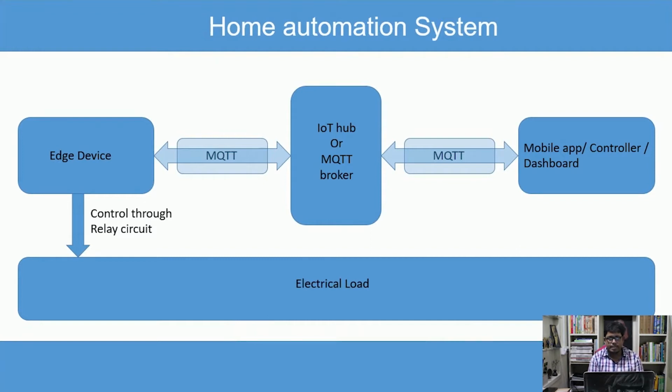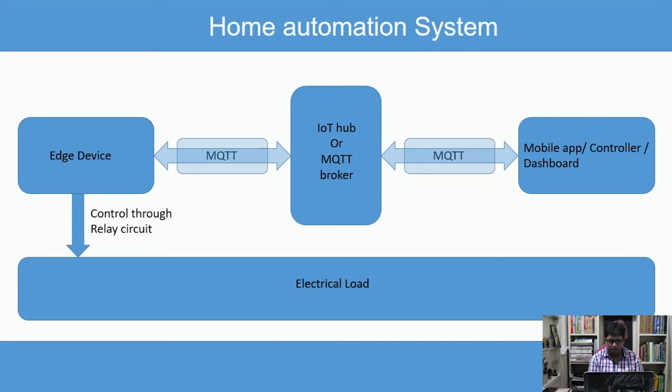Today I'll be showing you a very common use case of home automation. We have an edge device, which is the Node MCU. We have the middle layer, the broker. Since we are using the MQTT protocol, we are using an MQTT broker. We can even use an IoT hub, which supports the MQTT protocol, but currently we are more focused on the broker. On the other end, we have a controller, a mobile app. So basically, it's like controlling an electrical load, like a ceiling fan, by using a mobile app. It's a very simple use case, and lots of work has already been done.